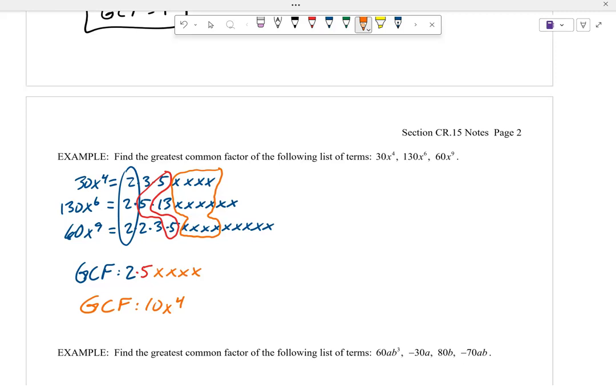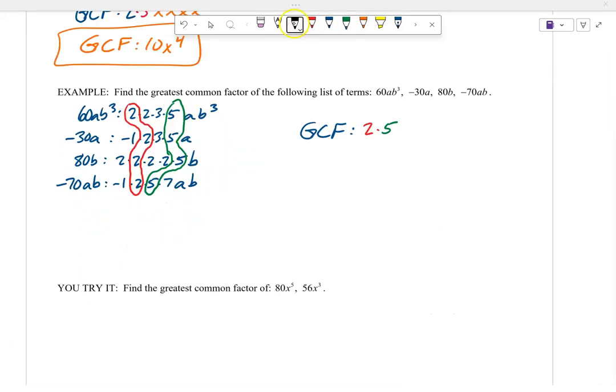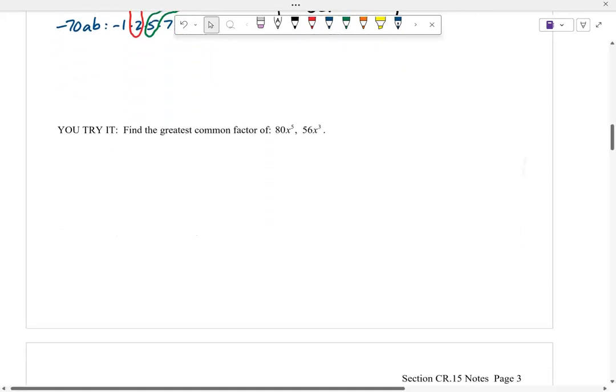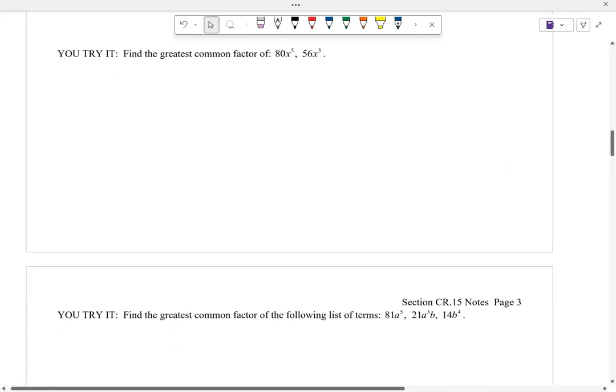Let me make these the next 3 you-try problems. Pause the video here. It looks like on this one, if you wrote that out, they share a 2, they all share a 5. They do not all have an A, and they do not all have a B, right? So no variables are in that greatest common factor. Go ahead and try these next two. If you pause the video as well, we'll check both of those.